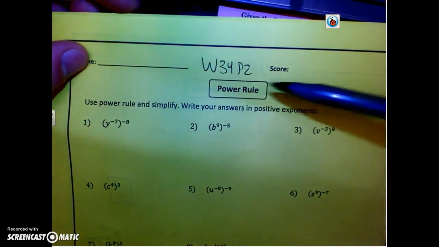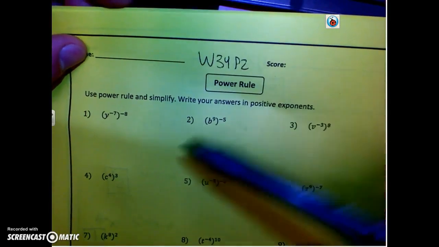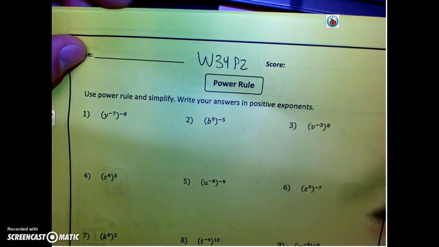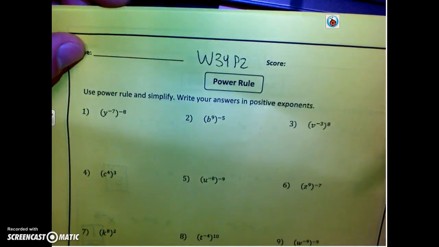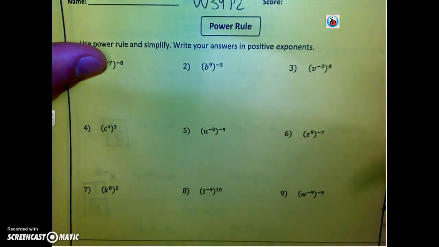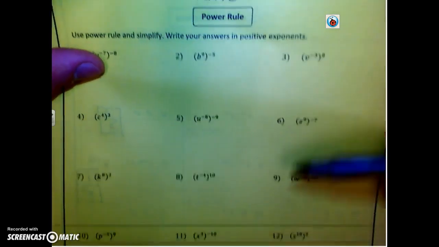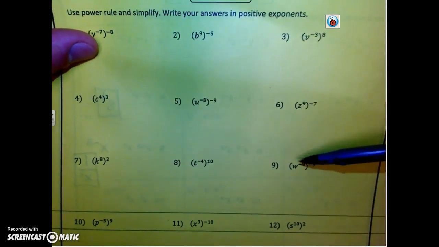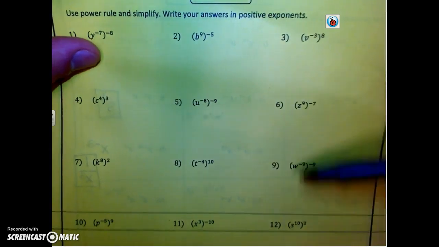Alright, so week 34, page 2. This is the power rule. That's when we have an exponent on the outside of a parenthesis. We must multiply it by the exponent on the inside. And then still expressing in positive exponents. So sometimes you'll think you're going to end up with a negative, but double negative will end up turning positive.